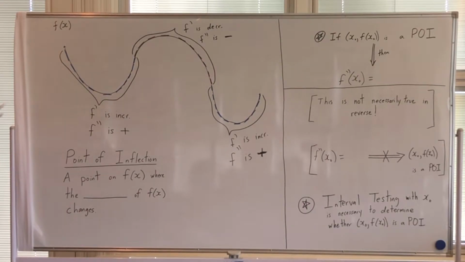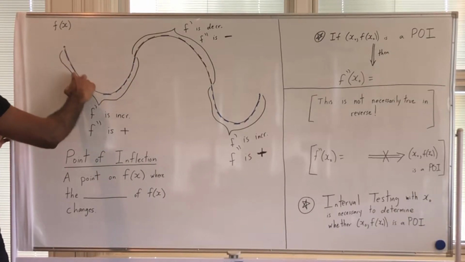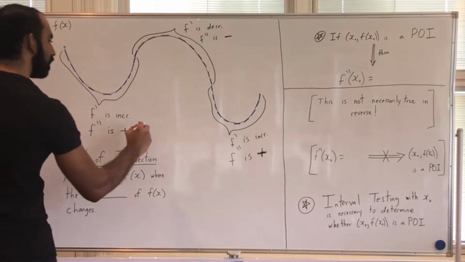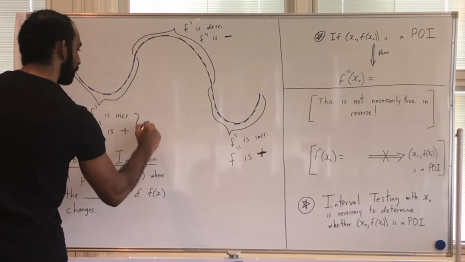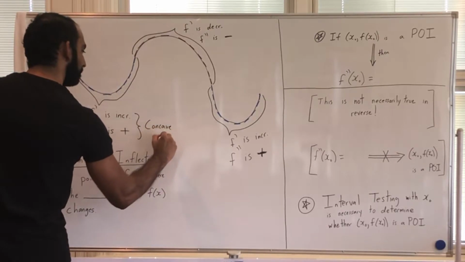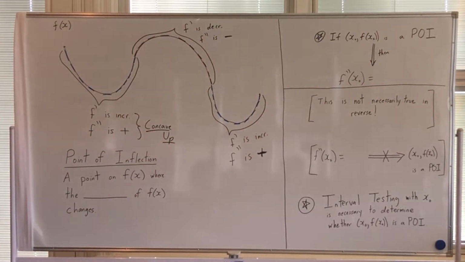Now, visually, what this means, the way we refer to these things: if it's a piece of an upward-facing U, we call this a concave up piece of a graph. Yeah, it's a piece of an upward-facing U.